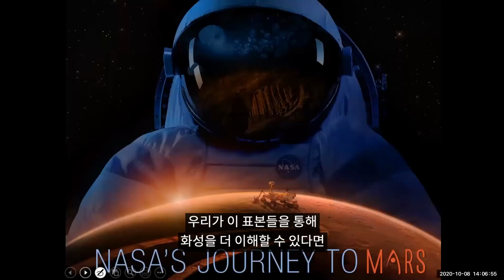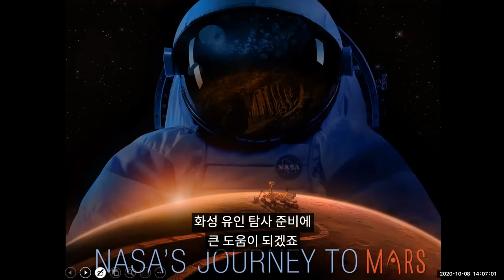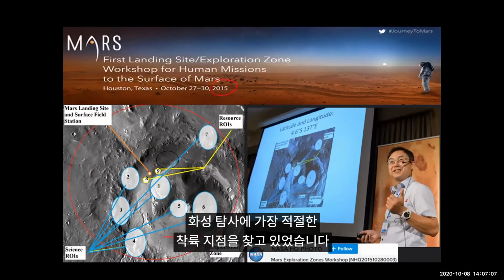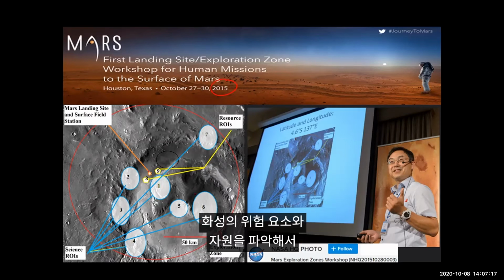So this sample will help us to better understand and to prepare for Mars missions, Mars human missions. So a researcher like me, I've been involved since 2015. I've been involved in choosing the human landing site for Mars human missions. So this kind of data and sample will help us understand what the hazards are, what the resources are when our future Martians arrive on Mars.